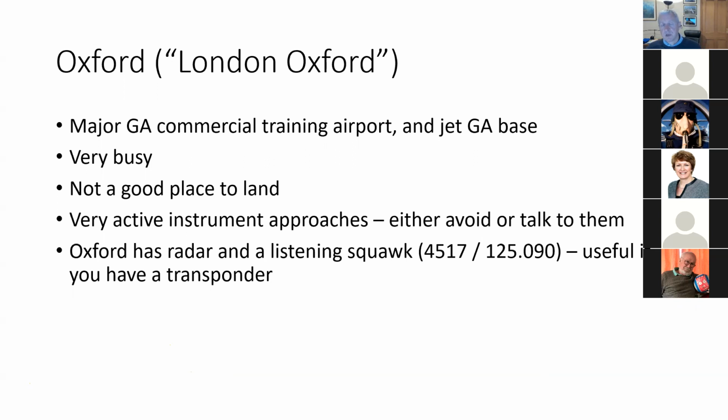So a listening squawk, for those who don't know, is what a transponder does: it puts a 4-digit code and possibly your call sign on the radar controller's screen. And if you're talking to a radar controller, they will say squawk 4321, for example. You put 4321 on your little box and it appears on the screen, so they know who you are.